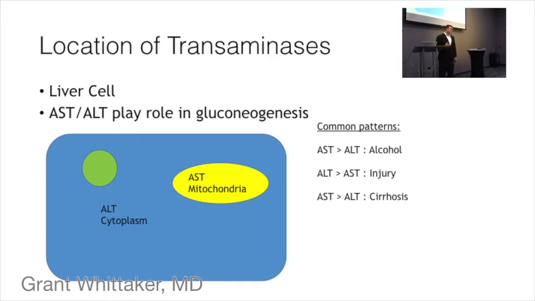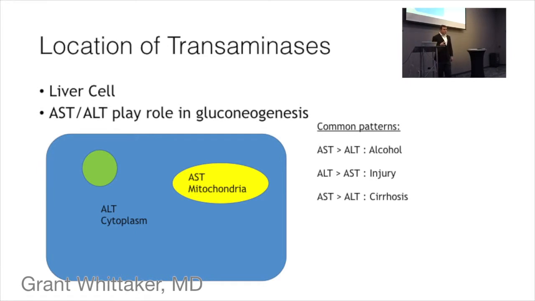And we all know the classic example where this is not true, which is alcohol. Everybody remembers that 2-to-1 ratio AST-ALT. So that's your one classic example where the AST will be higher than the ALT, and that's because alcohol damages the mitochondria more, and that's why you have a higher AST release compared to ALT.